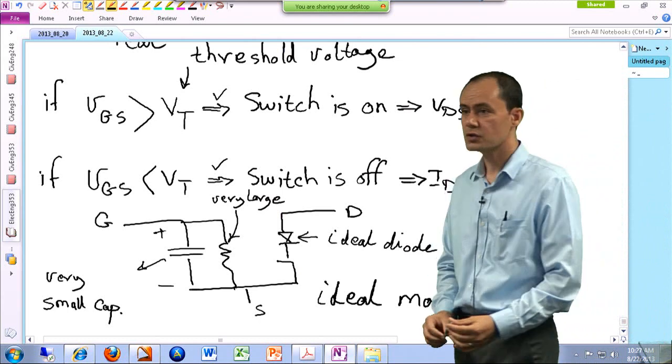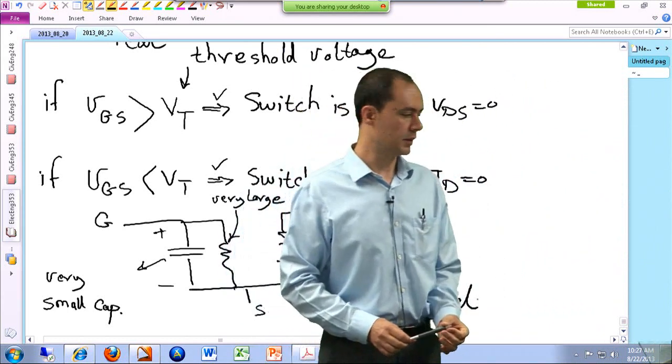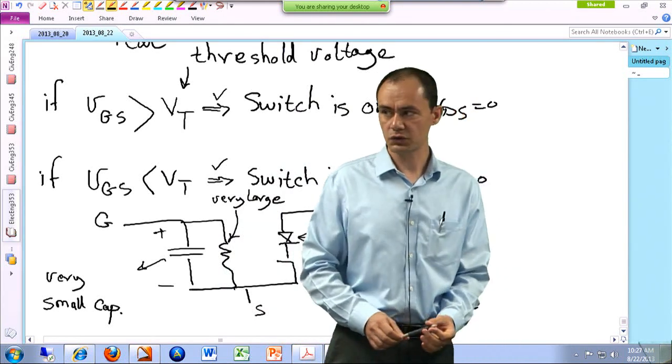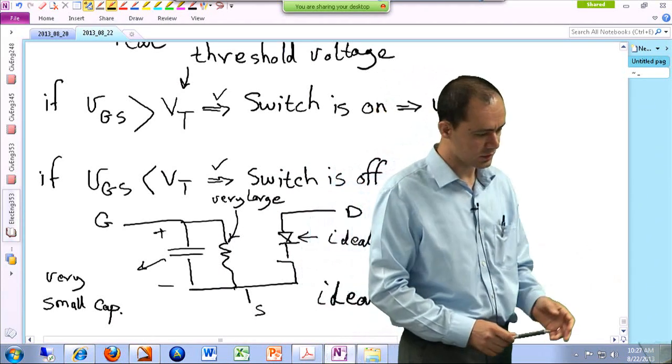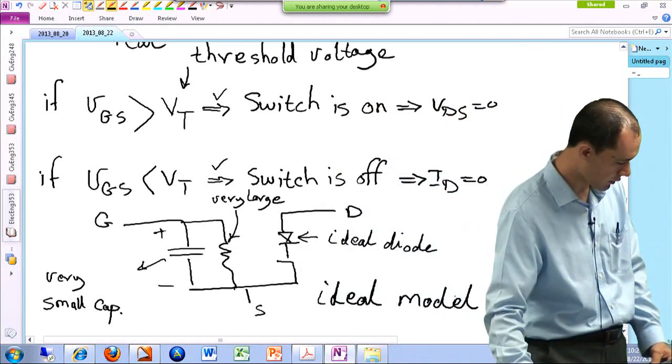All right, any questions? So we won't use MOSFETs until we get to DC to DC converters. The first topic that we have after this, which is rectifiers, they usually don't use MOSFETs. So I'm just covering this for later.